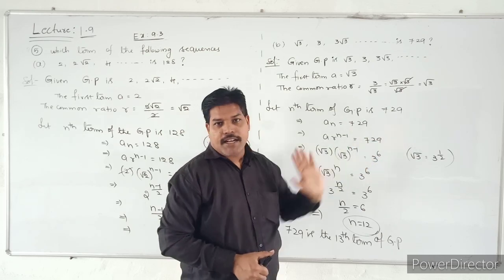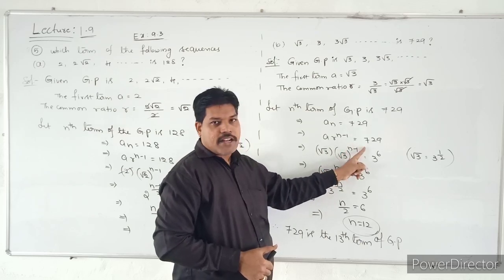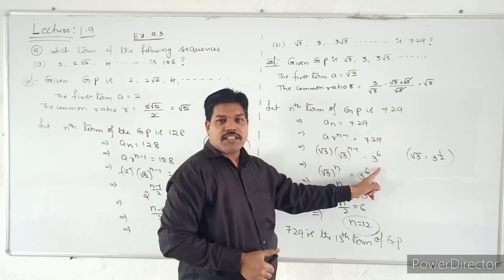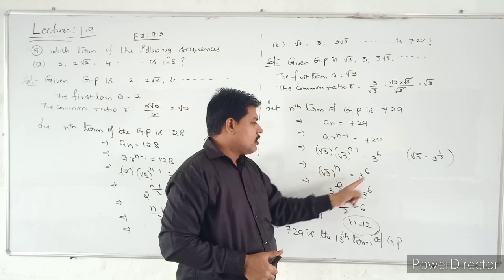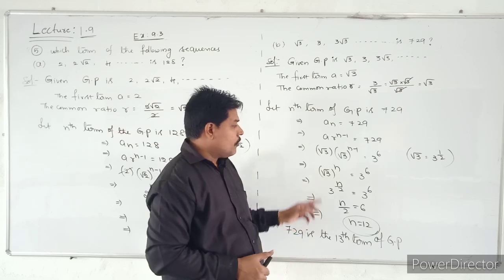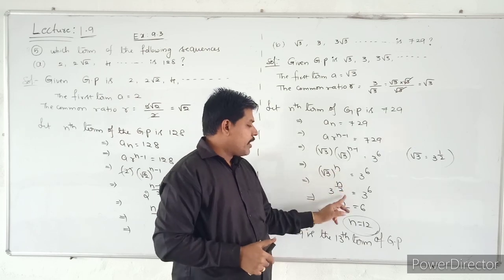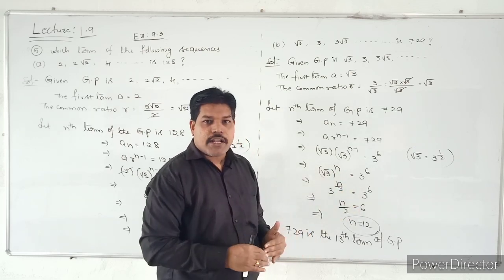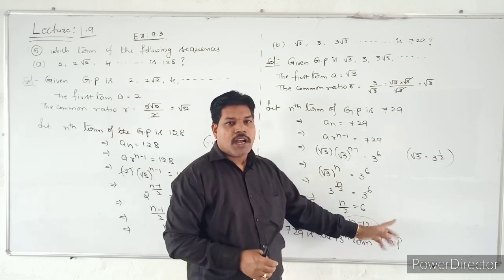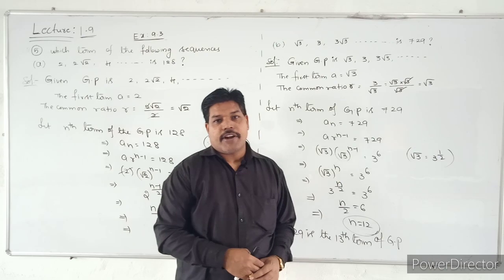It becomes 729. The a value is root 3 and the r value is also root 3, so root 3 into root 3 power n minus 1 becomes root 3 power n. 729 can be written as 3 power 6, so root 3 power n is equal to 3 power 6. Root 3 is nothing but 3 power 1 by 2, so we get 3 power n by 2, equal to 3 power 6. The bases are equal, so equate the powers: n by 2 is 6, so n becomes 12. We can declare that 729 is the 13th term of the geometric progression.